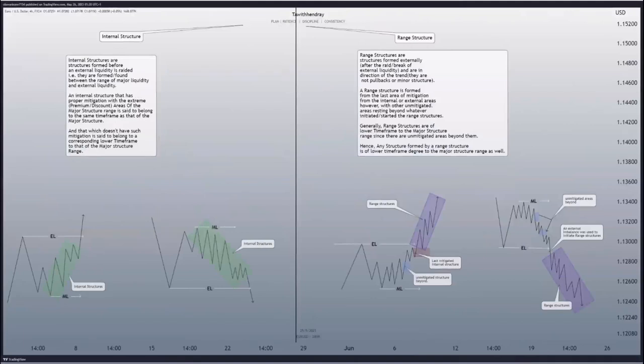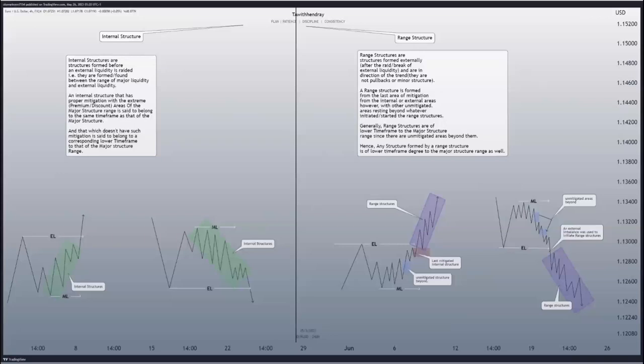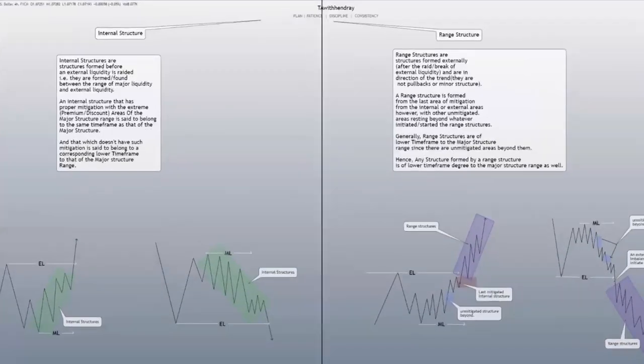All right, so let's take a step further. We have dealt a little with imbalance and mitigation. And the next thing we want to look at are internal structure and range structure. Now listen and listen good to everything that will start happening from now. I told you guys, these are refinements. All right? These are refinements. So let's take a look.